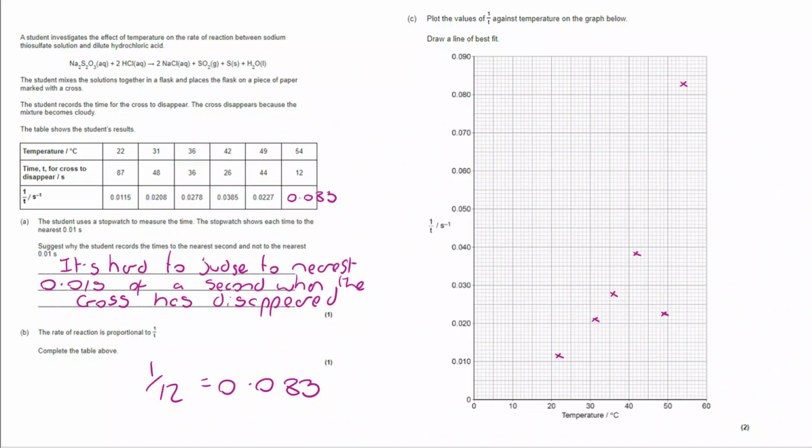0.0115. Now what you can definitely see here is an anomaly, something that really stands out. There is quite a defined curve, but there is the anomalous point here at 49 degrees Celsius. So we're not going to include that in our line of best fit. So we can now draw our relatively smooth curve. I'm going to transfer that graph over so we can answer parts D, E and F.